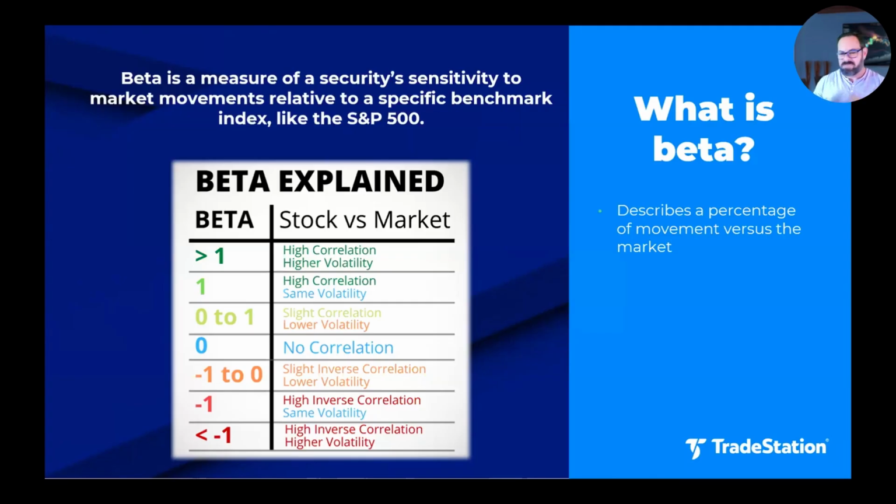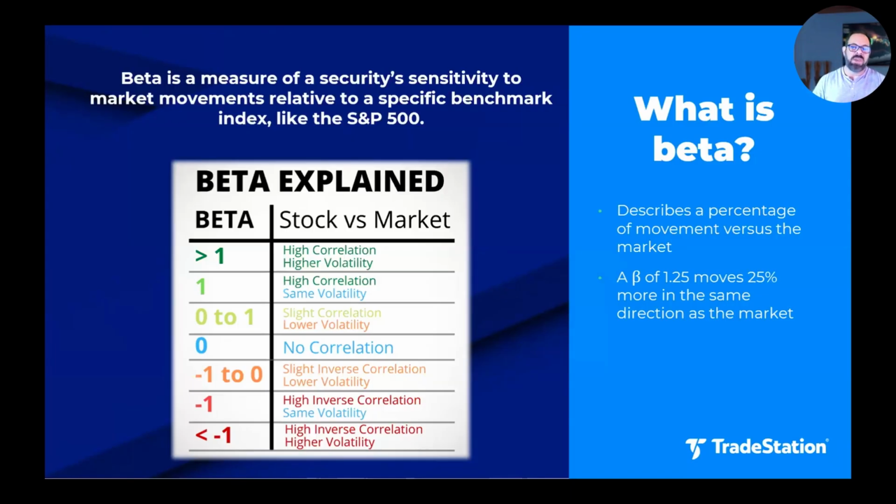In reality, most stocks have a positive correlation with the market. They move with the market. They may move slower, they may move faster. The higher the number of the beta, the more volatile the security is. If you have a negative beta, it means you move in the opposite direction than the market. And the lower the negative number, the more volatile that security is in the opposite direction.